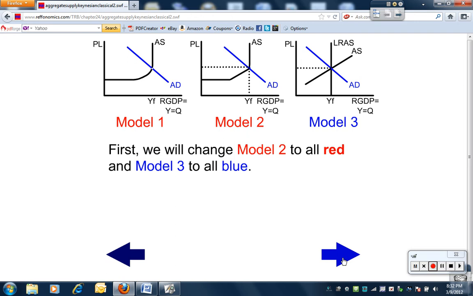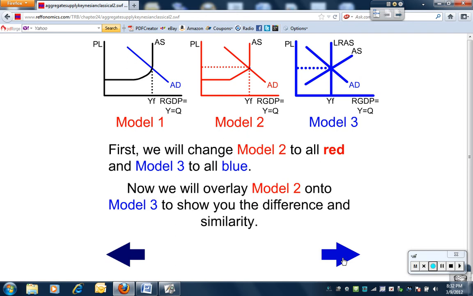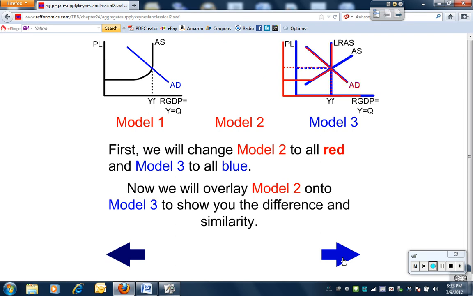But let's change them to two different colors so you can see the difference between the two. Model 2 will be all red. Model 3 will be all blue. And let's see what they look like when we superimpose the two. What do you notice about these two? Is there anything similar? Is there anything different?